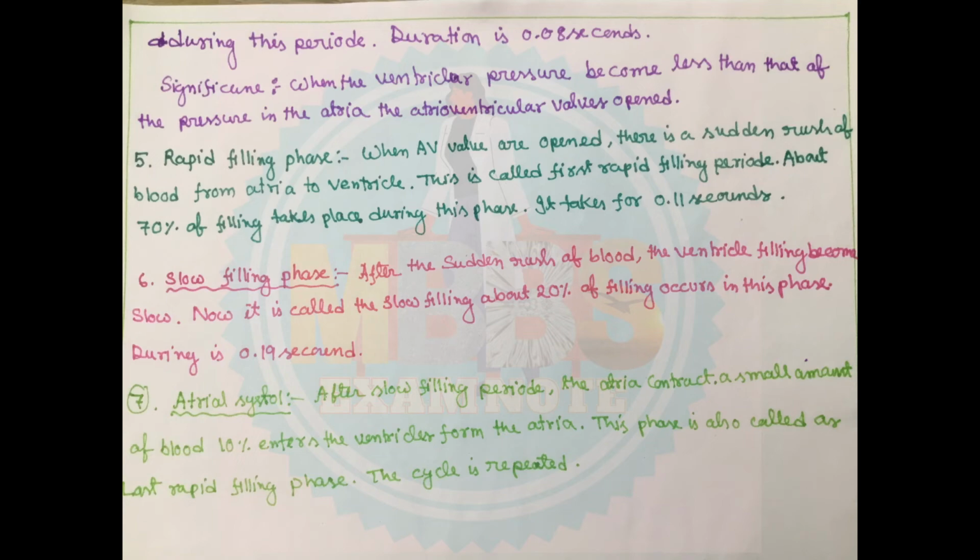Atrioventricular valves open. The significance of this phase is that when the ventricular pressure becomes less than the pressure in the atria, the atrioventricular valves are opened.